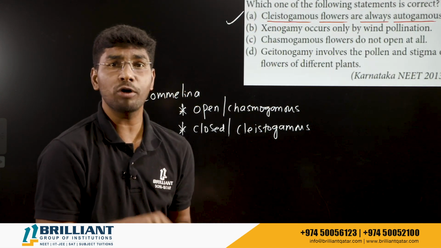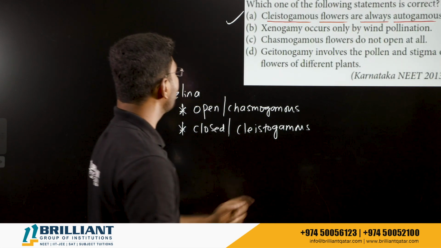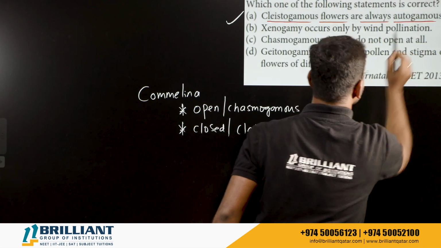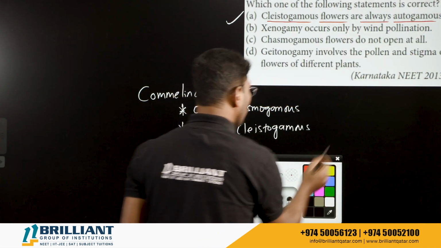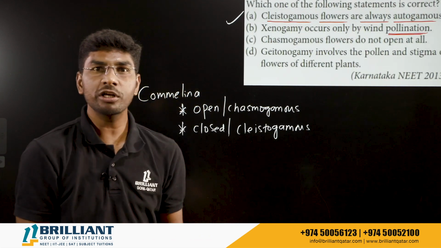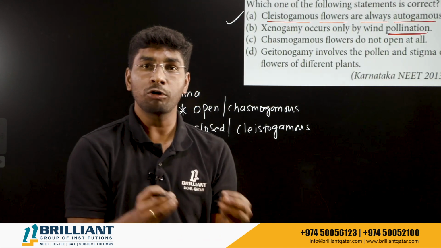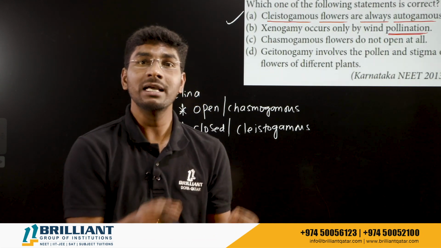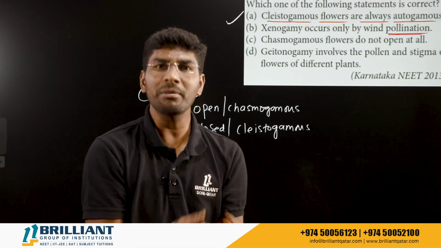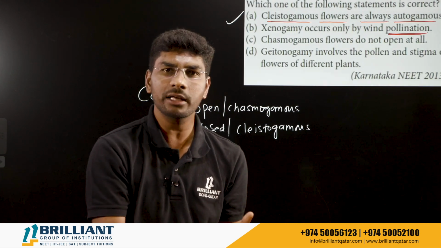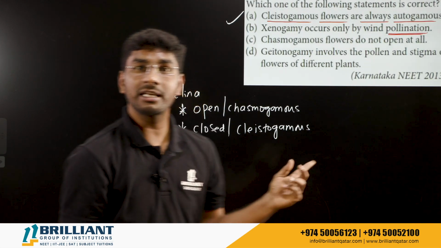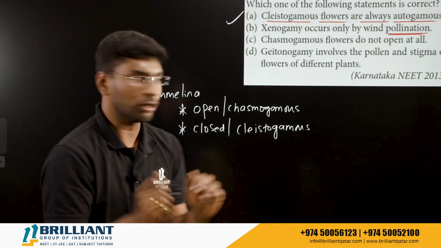Look at the second option: xenogamy occurs by wind pollination. Xenogamy means cross-pollination. Cross-pollination does not occur only by wind; it also occurs by insects, animals, and water. Many pollinators are there, many ways of pollination. But here they gave wind pollination only, so it is not correct.